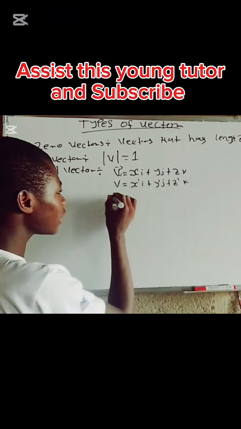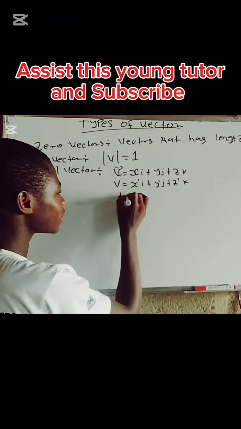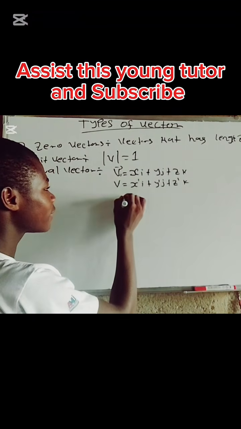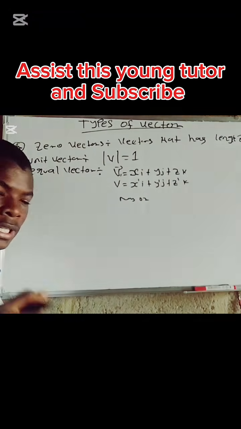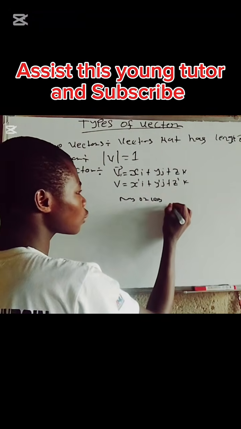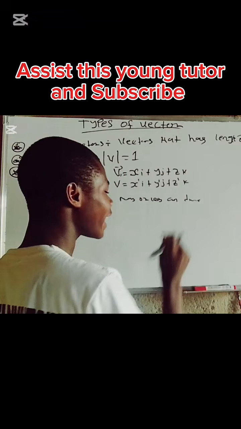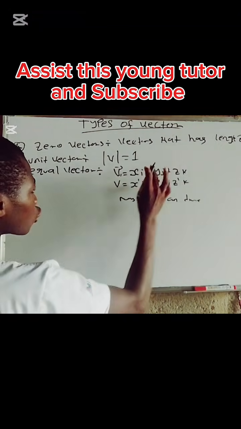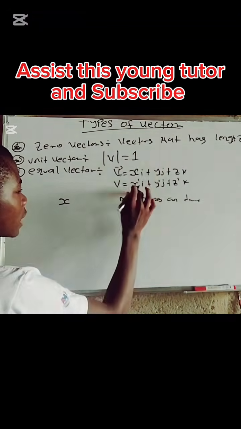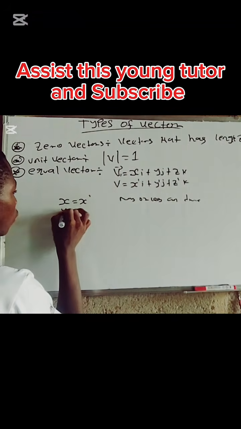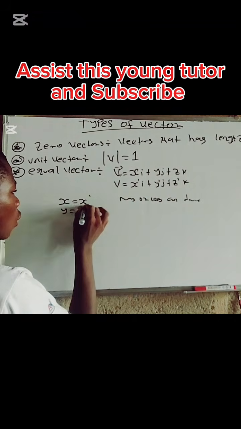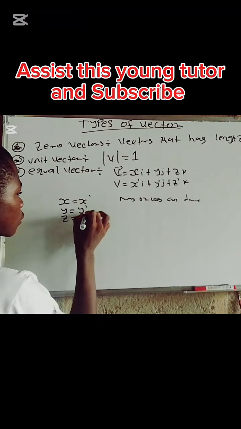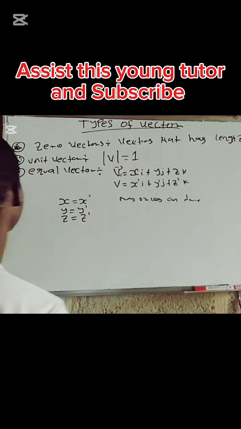If and only if the magnitude or length, because magnitude is something like length, and the direction are the same, these two vectors are said to be equal vectors. Automatically, x is the same as x prime, y is the same as y prime, and z is equal to z prime.